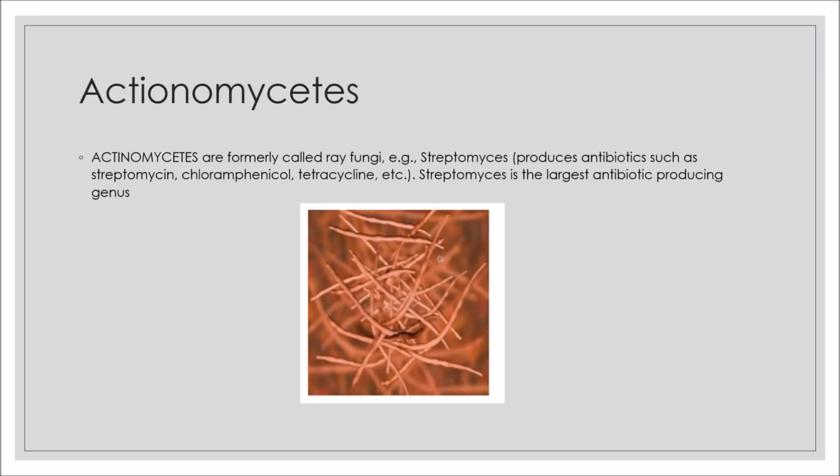Next is actinomycetes. They are also known as ray fungi. For example, streptomyces. These bacteria are used for the production of some antibiotics called streptomycin, chloramphenicol, and tetracycline. These are some of the antibiotics that are produced from streptomyces.